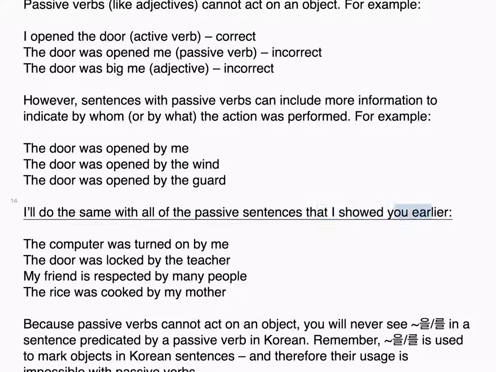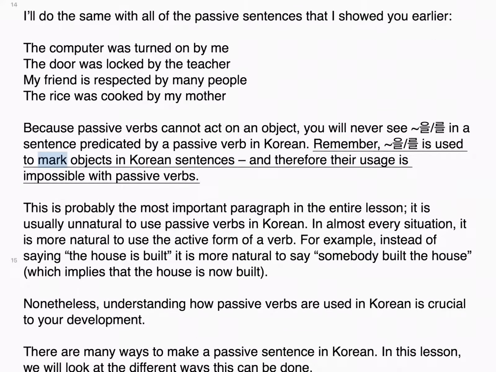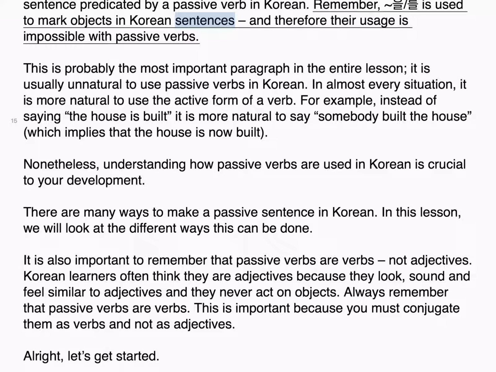The computer was turned on by me, the door was locked by the teacher, my friend is respected by many people, the rice was cooked by my mother. Because passive verbs cannot act on an object, you will never see 을 in a sentence predicated by a passive verb in Korean. Remember, 을 is used to mark objects in Korean sentences, and therefore its usage is impossible with passive verbs.